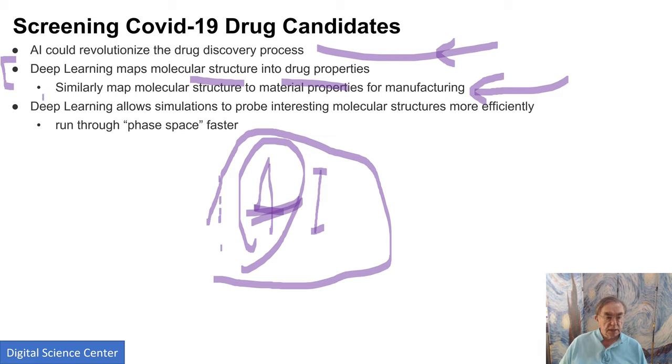Then there is perhaps a more interesting use, because it's somewhat newer, which is to use the AI to control a high performance computing simulation and make that simulation more efficient. That is still being developed, and there's more of that than this in what follows.